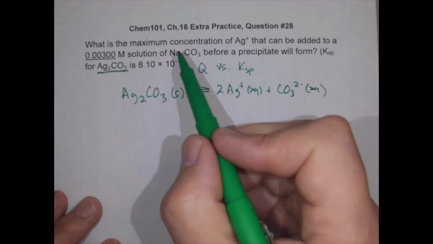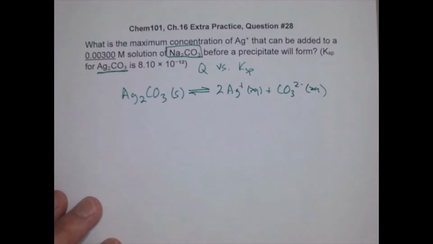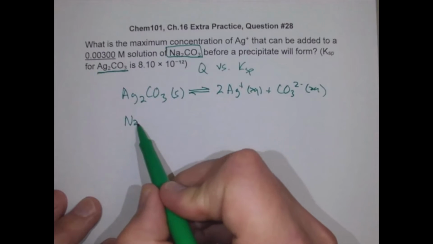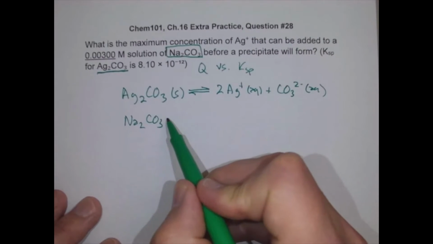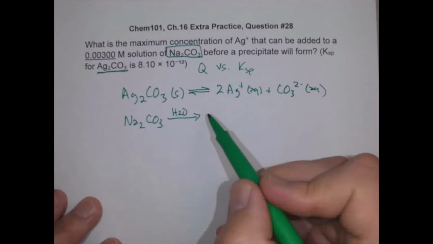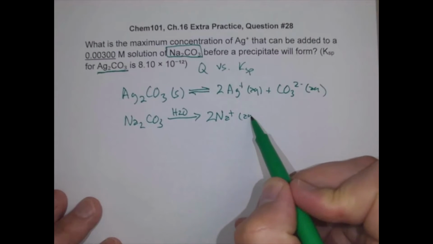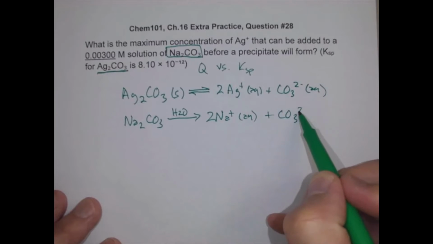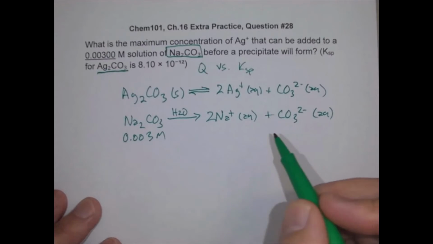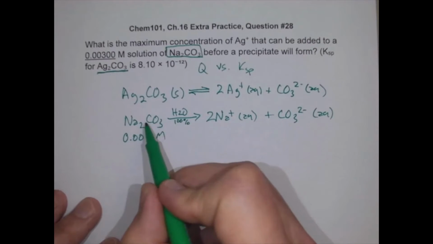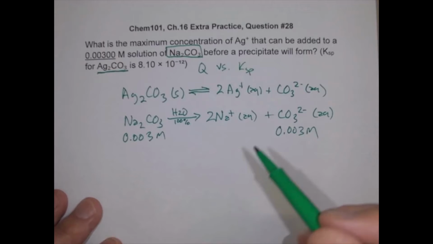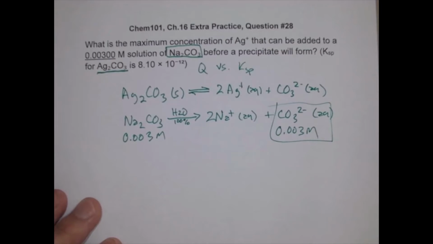Now the other important thing to keep in mind is that we have a solution that has carbonate already in it. It's 0.003 molar sodium carbonate. Now sodium carbonate, Na2CO3, when it does dissolve, it is a soluble ionic compound. So when we put it in water, it breaks apart into two sodium ions and a carbonate ion. So if I have 0.003 molar of that, and this happens 100%, because it is a soluble compound, then that means that I have 0.003 molar carbonate. And that's the most important thing to keep in mind.